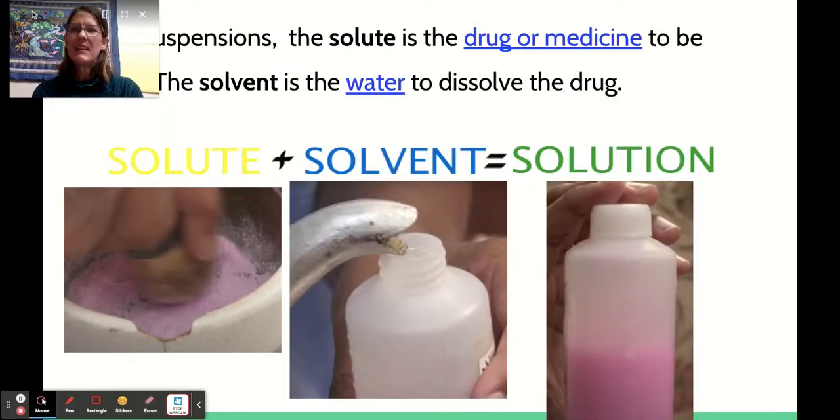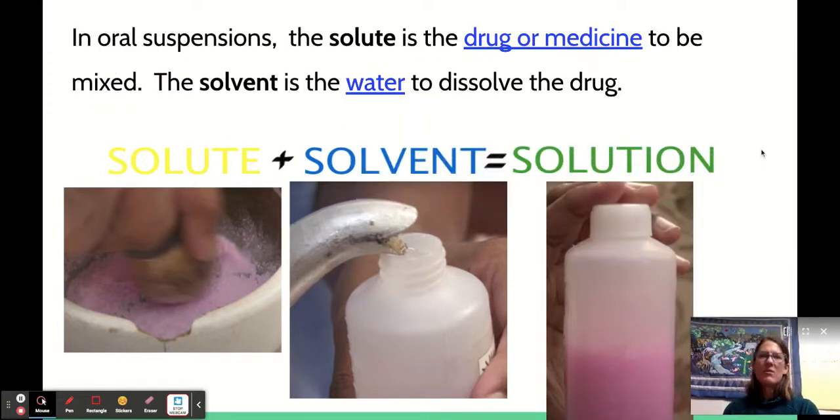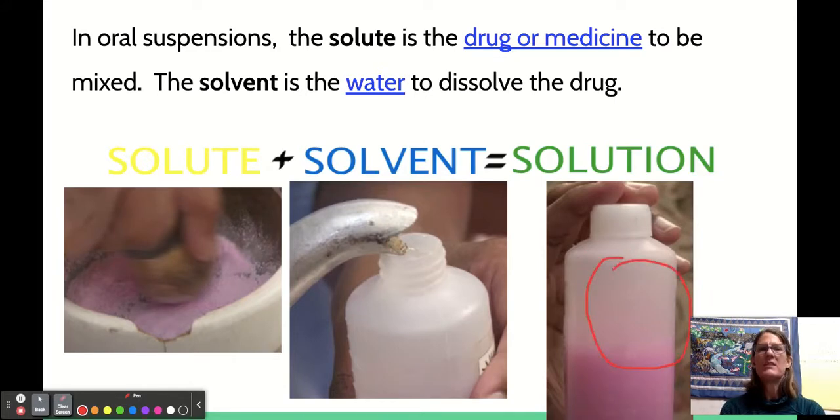All right, so fill in on your note sheet the blue words again. In oral suspensions, the solute, which is again the solid part, is the drug or medicine to be mixed, and the solvent is the water to dissolve the drug. And so solute is that powder that they were grinding from the tablets. Solvent is water, and together they make a solution. But we call that solution, like you see here, an oral suspension.